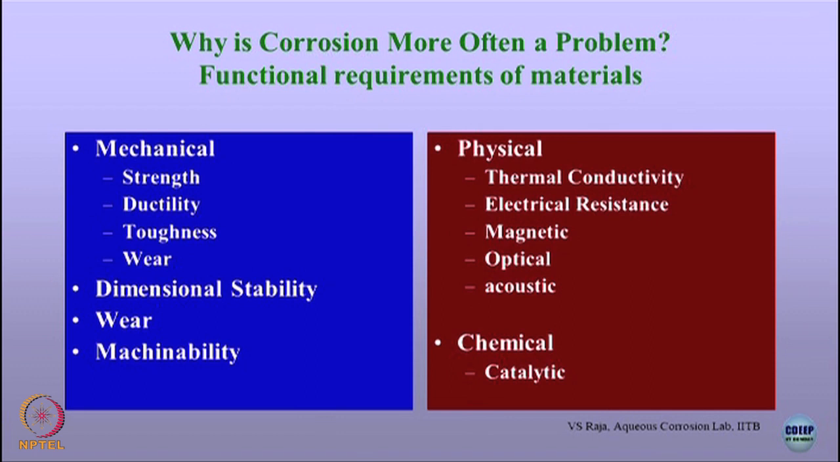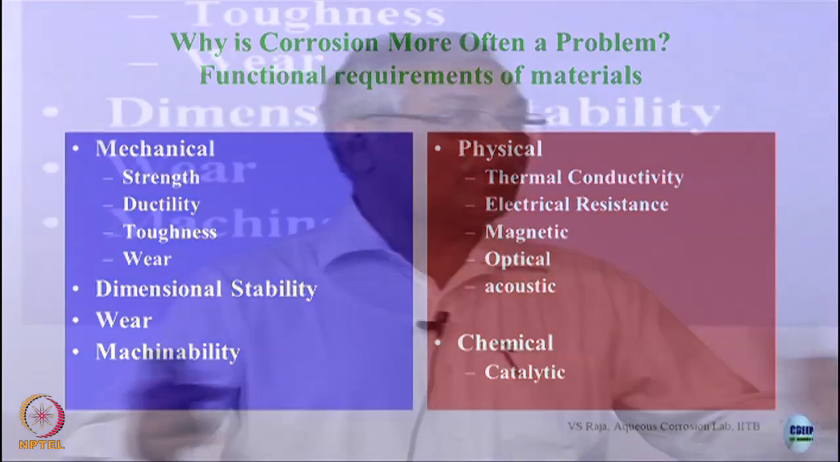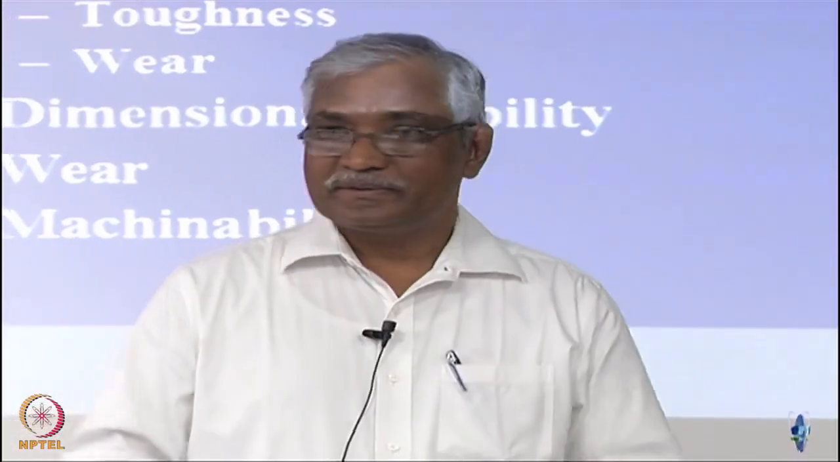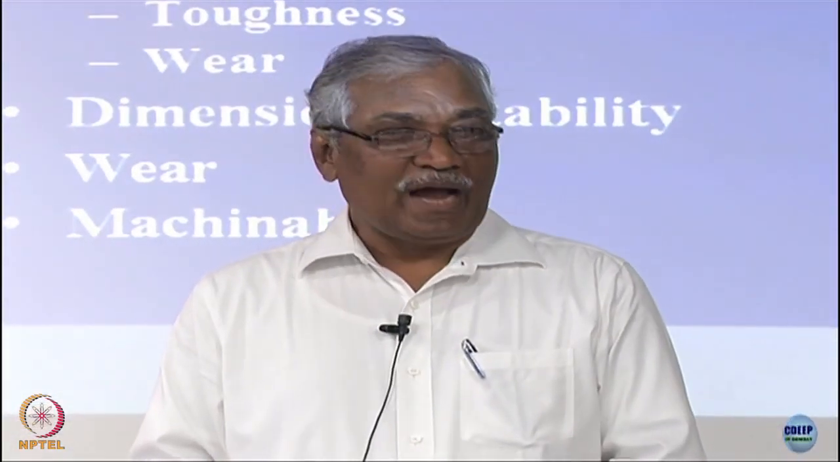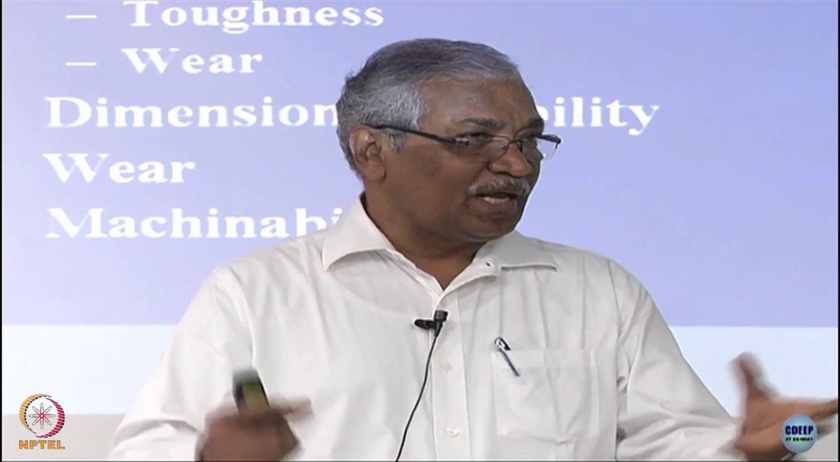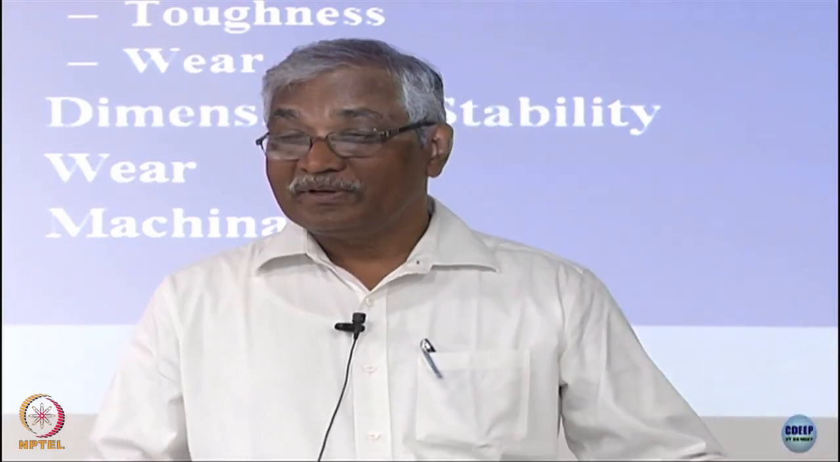If you go to other kinds of people who are making devices, they ask, oh, what is the thermal conductivity? What are the magnetic properties? Optical properties. Corrosion does not figure in material selection in most industries. Oh, I have a very nice glass, borosil glass, it doesn't corrode, can you use it?